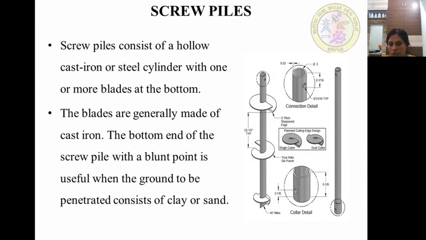screw piles. Screw piles consist of hollow cast iron or steel cylinders with one or more blades at the bottom. The blades are generally made of cast iron. The bottom end of the screw pile with a blunt point is useful when the ground to be penetrated consists of soil, that is clay or sand. So the figure shows the screw piles.